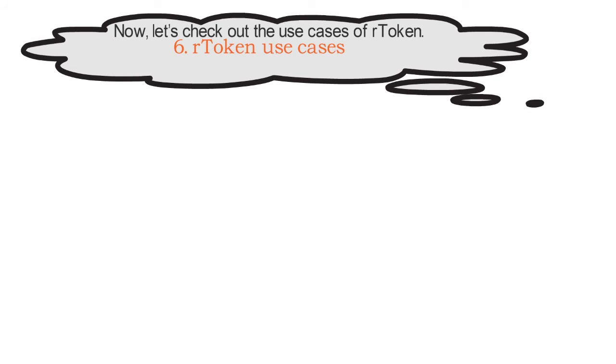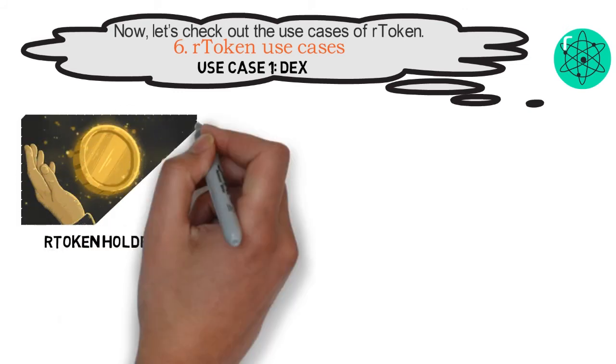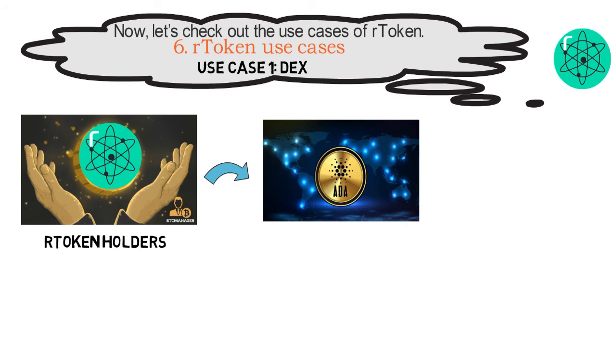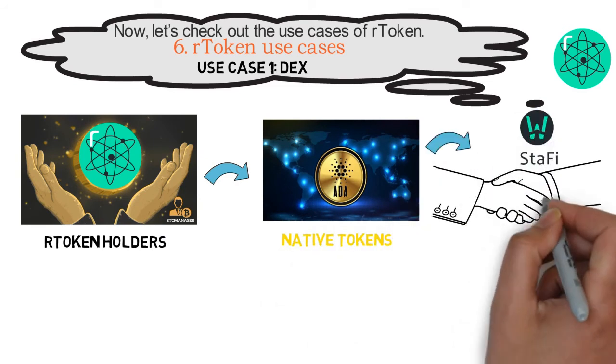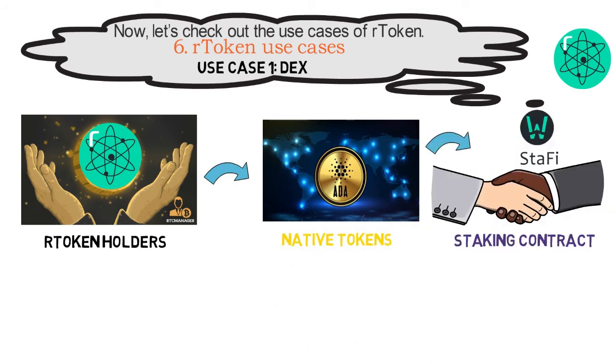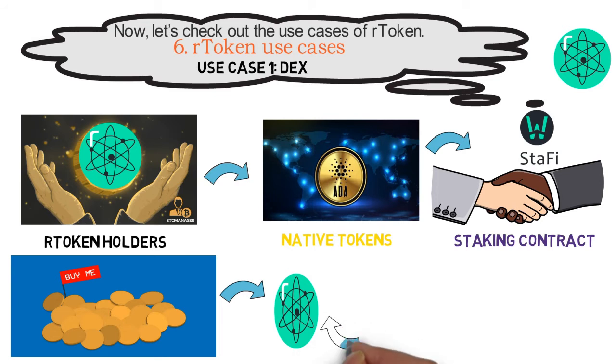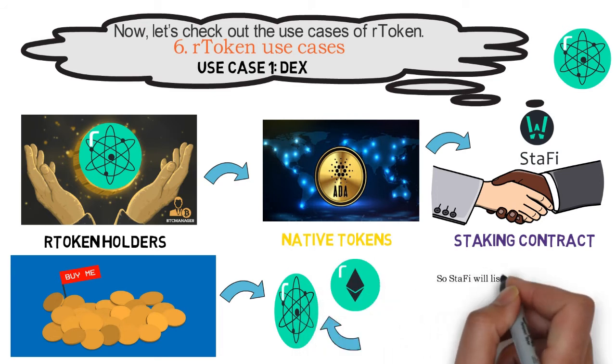Now, let's check out the use cases of rToken. rToken use cases. Use case 1. DEX. rToken holders can not only redeem native tokens from the StaFi staking contract, but also sell rTokens on a variety of venues with rToken/token, rToken/ETH, and rToken/USDT pairs.